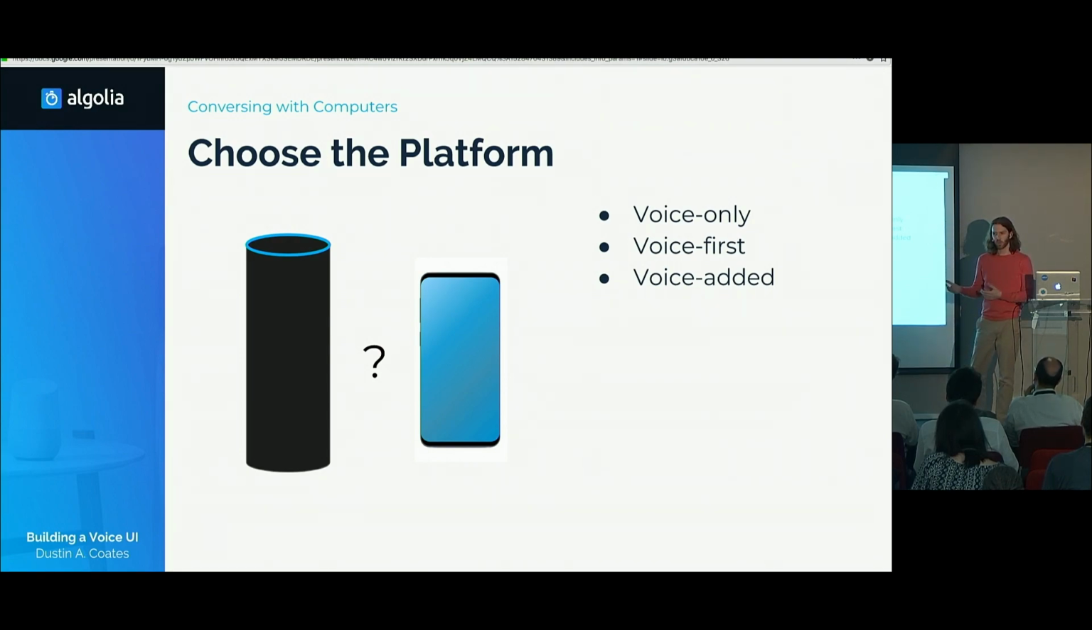Then there's voice first. These are things like the Echo Show, or maybe even smart TVs, where you're primarily interacting with voice, but there's also another output or even perhaps another input. And then there's voice added. This is more on the mobile side or even on desktop computers, less commonly. That's where you can interact with voice and it adds something to the experience, but you have that fallback of the screen or the keyboard if you need to input longer bits of information.